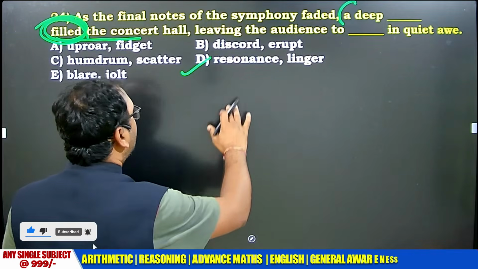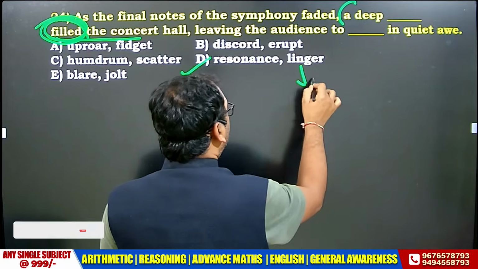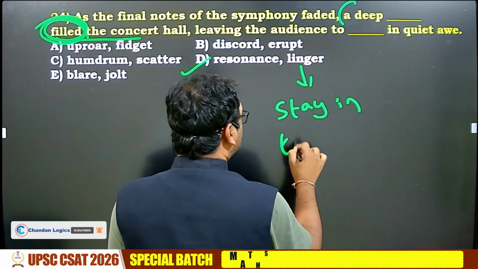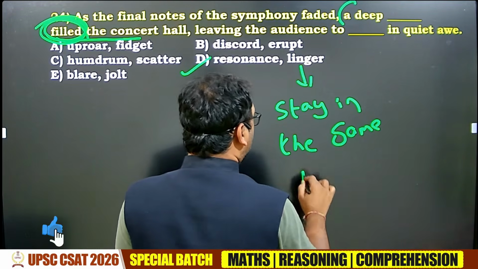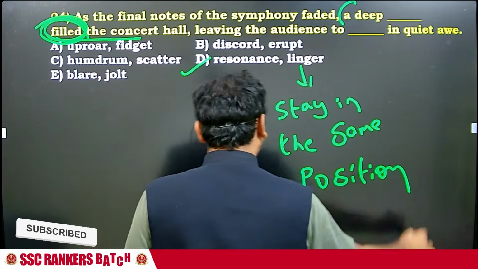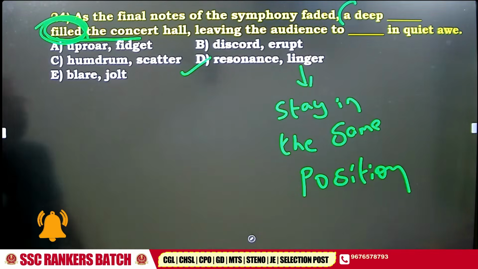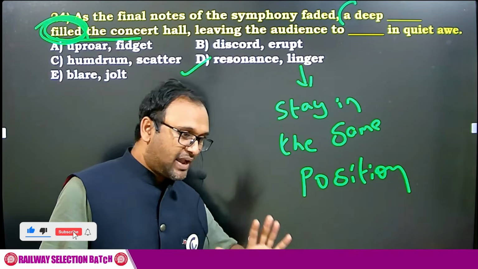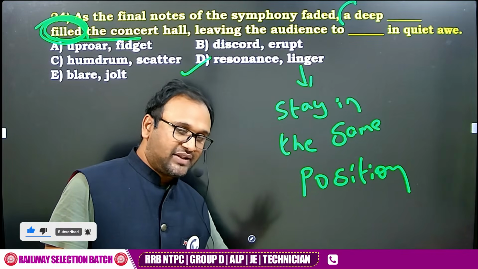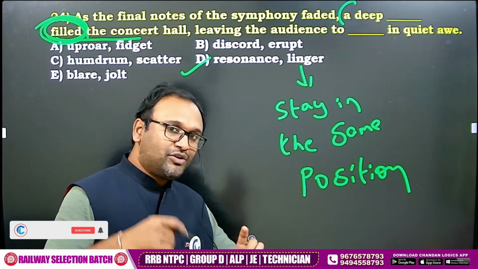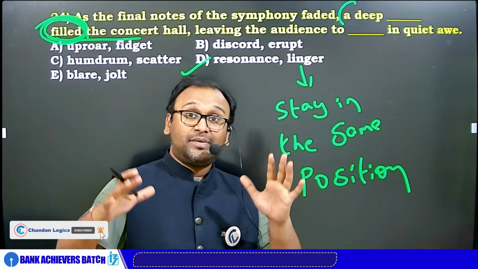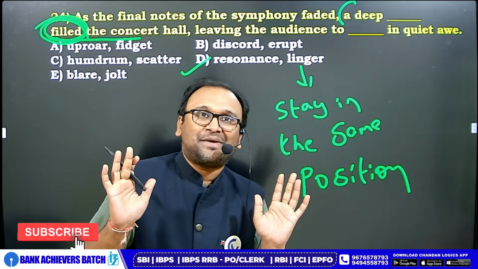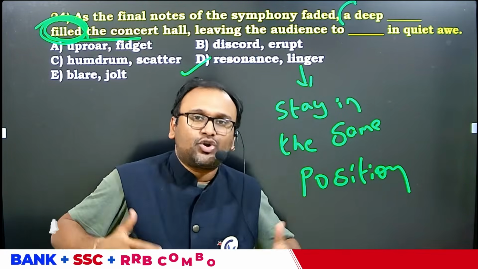Because of that, what happened? Audience had to linger. Linger means no movement. Linger means stay in the same position. So audience had to linger in the same position. So there is a beautiful musical program happened and everybody is so happy that they don't want to leave the hall. They are simply in the same positions. Linger means in the same position, no movement.